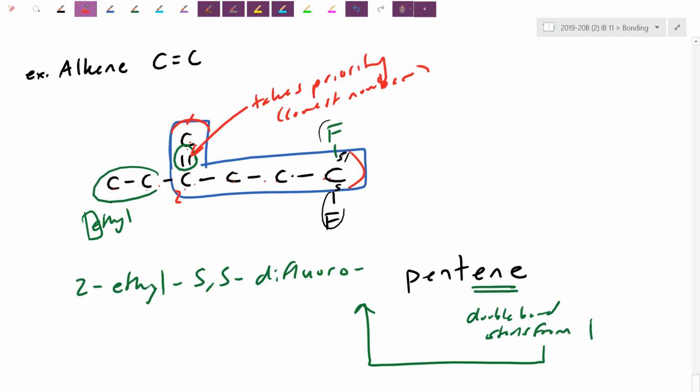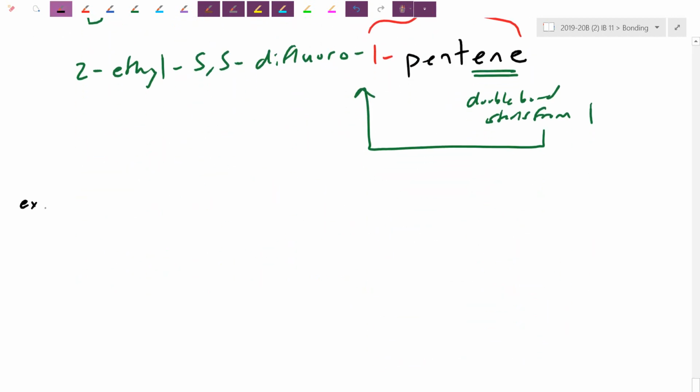Sometimes for this number, especially for the double bond, they write it inside the name. So they might call this latter part pent-1-ene, exactly the same thing. They're just trying to tell you the double bond, which is so special to the molecule, actually starts on position number 1. Let's try out a compound with an alkyne.